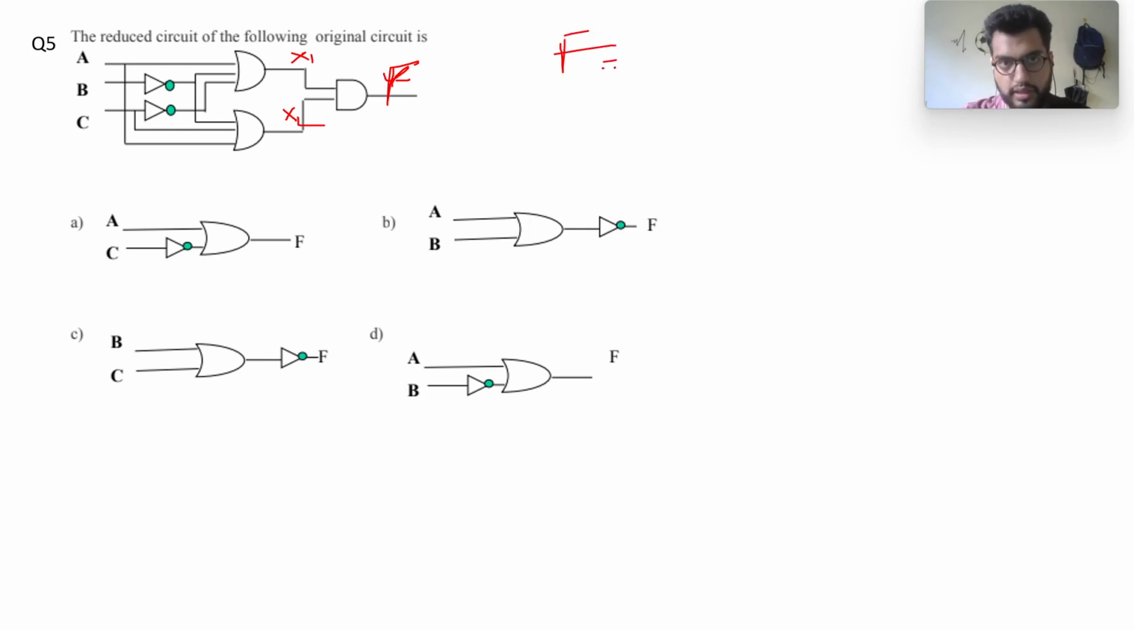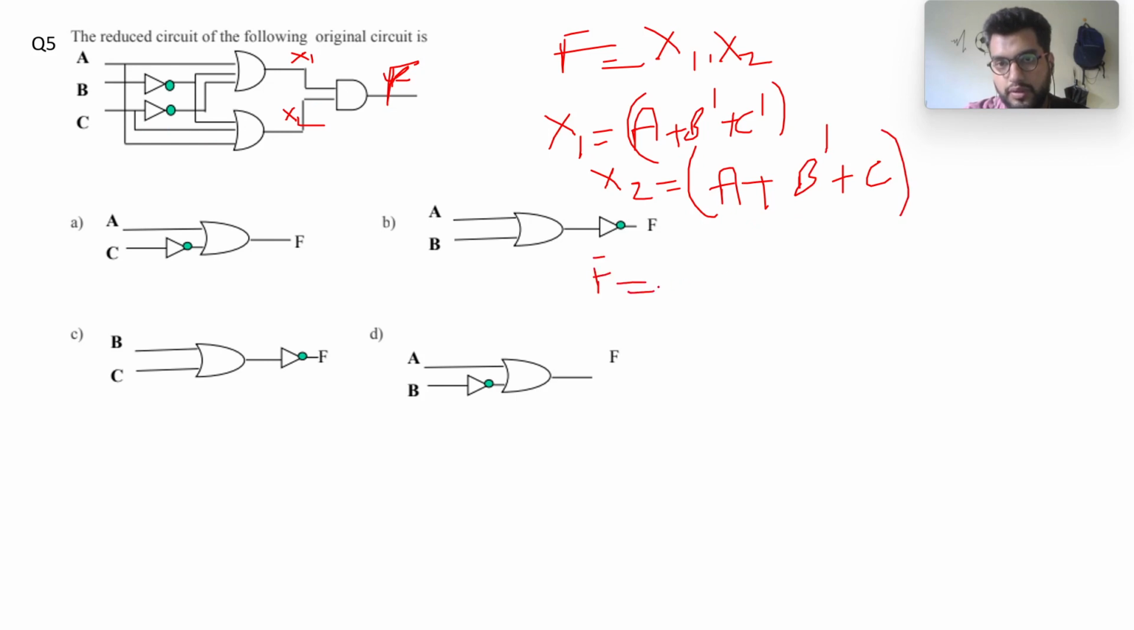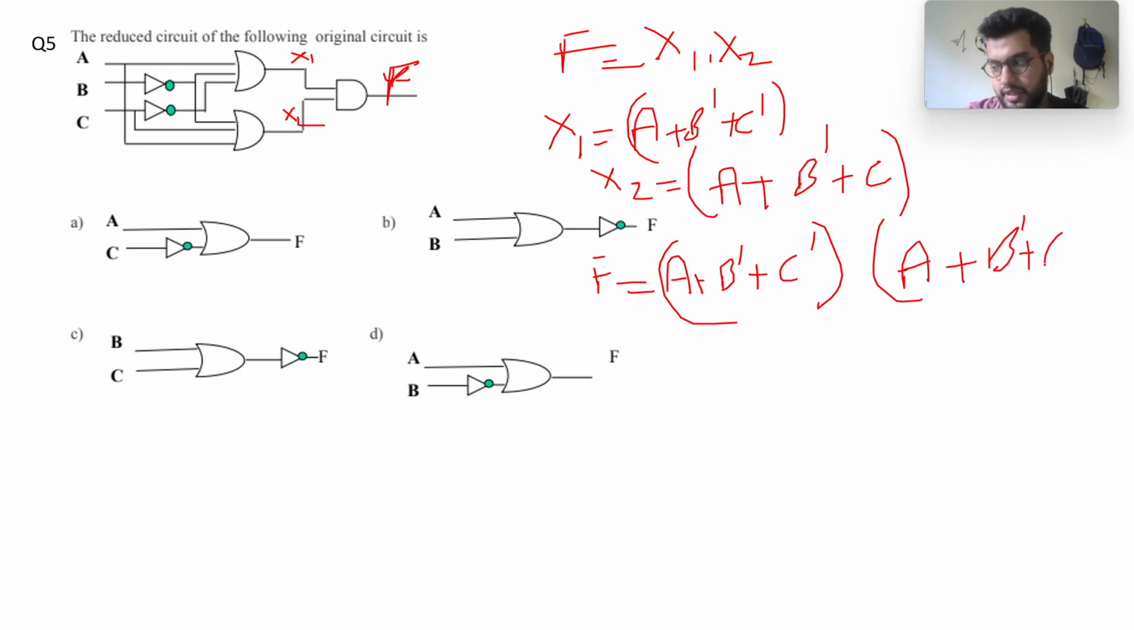So F is equal to x1 and x2. x1 is equal to A plus B bar plus C bar, and x2 is equal to A plus B bar plus C. So my F is equal to A plus B bar plus C bar, and with A plus B bar plus C.